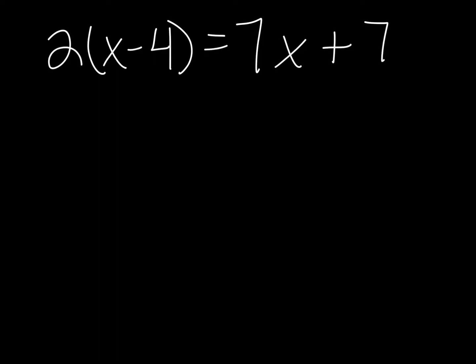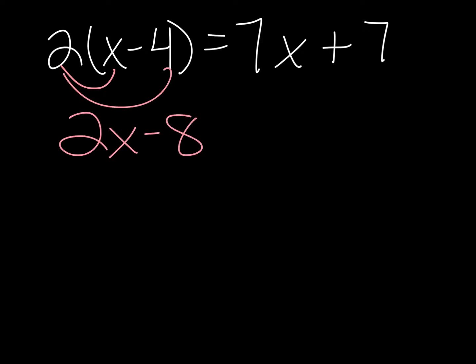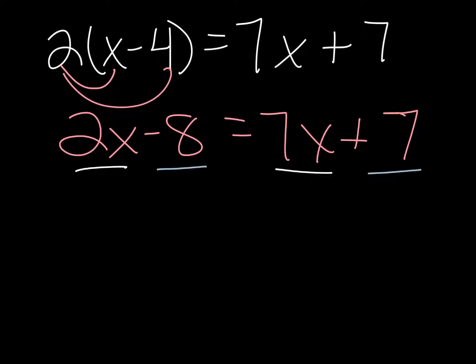All right, so I did say this is the intermediate level, so let's take a look at some harder equations. This time, I need to get rid of my parentheses by using the distributive property, which we learned earlier in the year. So 2 times x gives me 2x, and 2 times negative 4 gives me negative 8. And then I'm going to copy down what's on the right-hand side of the equal sign.